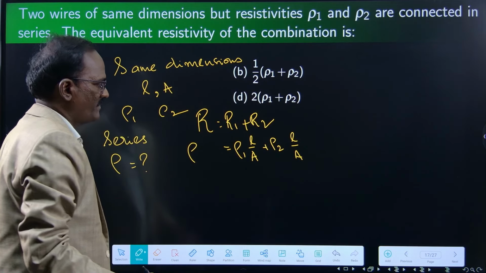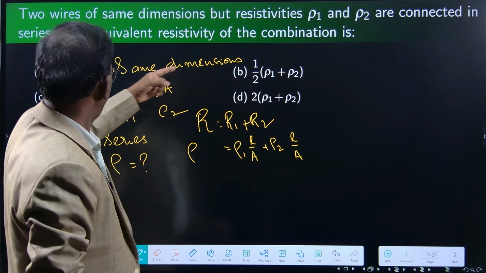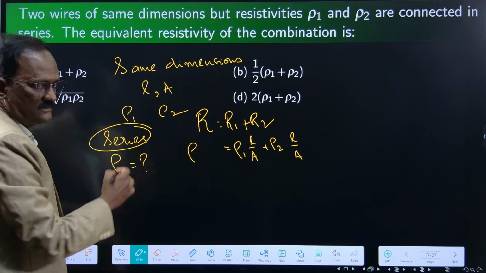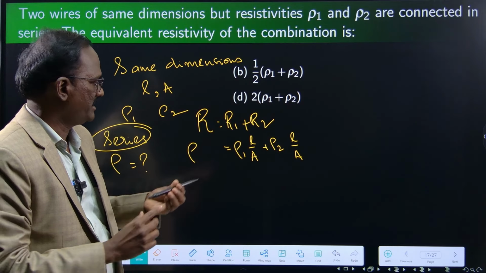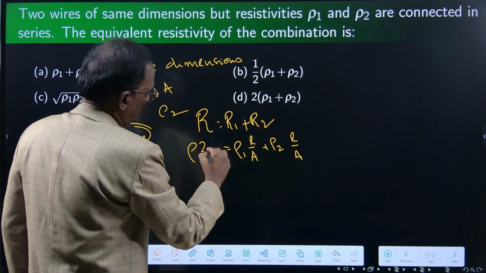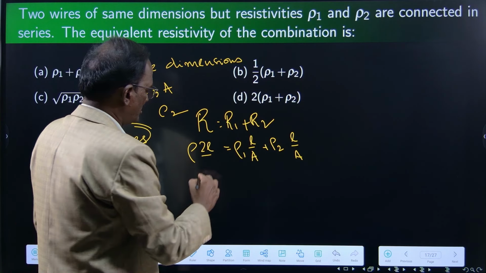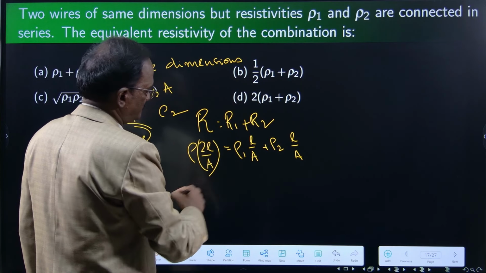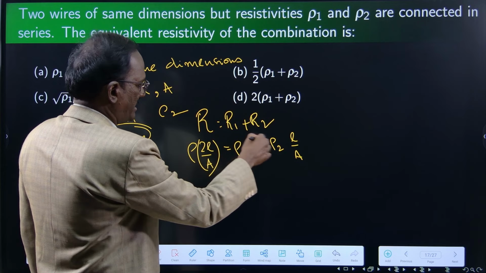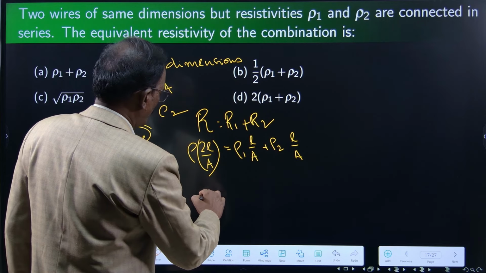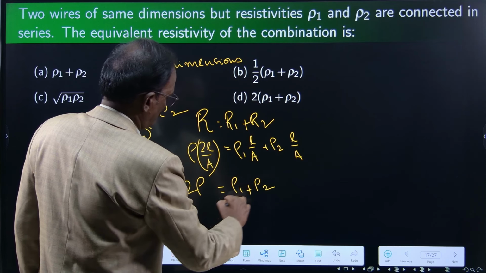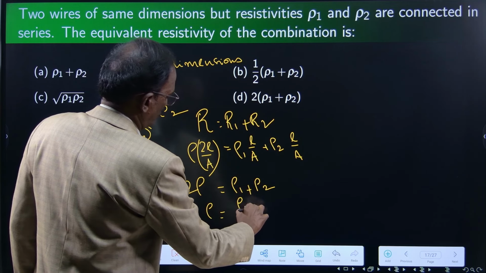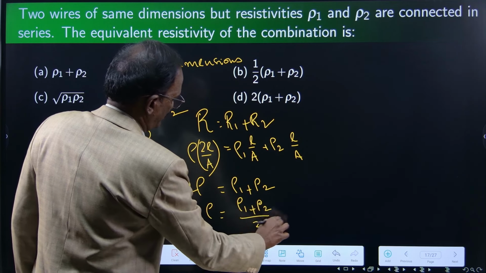Here rho, they are connected in series. When it is connected in series, the length will increase, same length added, so this will be L plus L, 2L. Cross sectional area won't change. Then L by A on both sides we can remove. 2 rho is equal to rho 1 plus rho 2. Rho is equal to rho 1 plus rho 2 divided by 2.